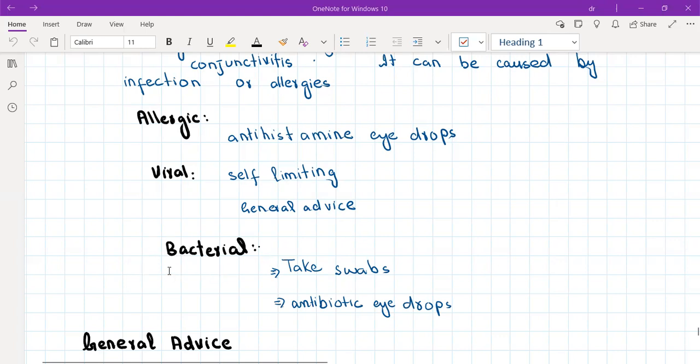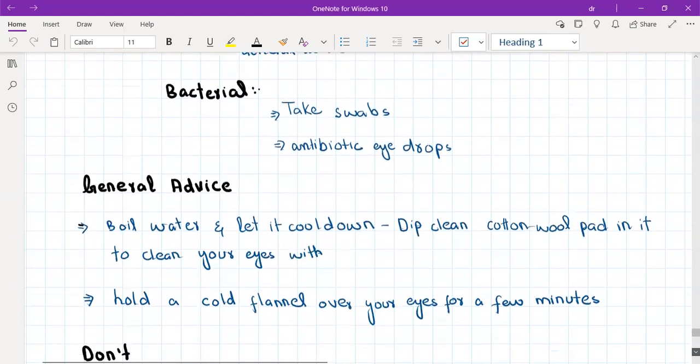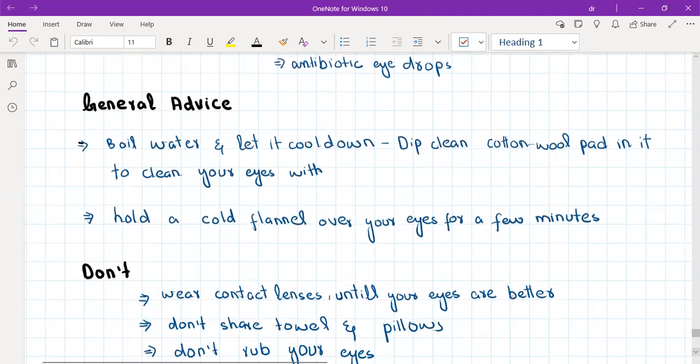Bacterial conjunctivitis is a bit more serious, so you will take swabs and send them for culture, and you will give them antibiotic eye drops. So what is the general advice for these patients? We'll tell them that there are some things that you can do to resolve these symptoms quickly. You should boil water and let it cool down, and then dip a clean cotton wool pad in it to clean your eyes. You should use a separate cotton wool pad for each eye. Don't take a single cotton wool pad and clean both eyes with it. Cleaning of the eye and cold compresses basically resolve the conjunctivitis quickly.